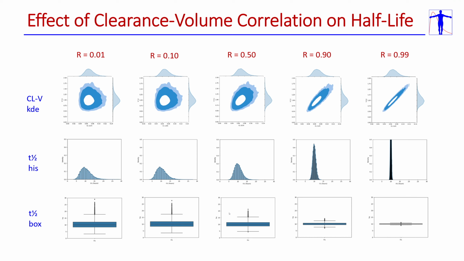In the extreme case of a correlation of 1, this would become a straight line. The variability in half-life gets smaller with increasing correlation between volume and clearance. In the extreme case of a correlation of 1, this would become a single value with no variability at all.